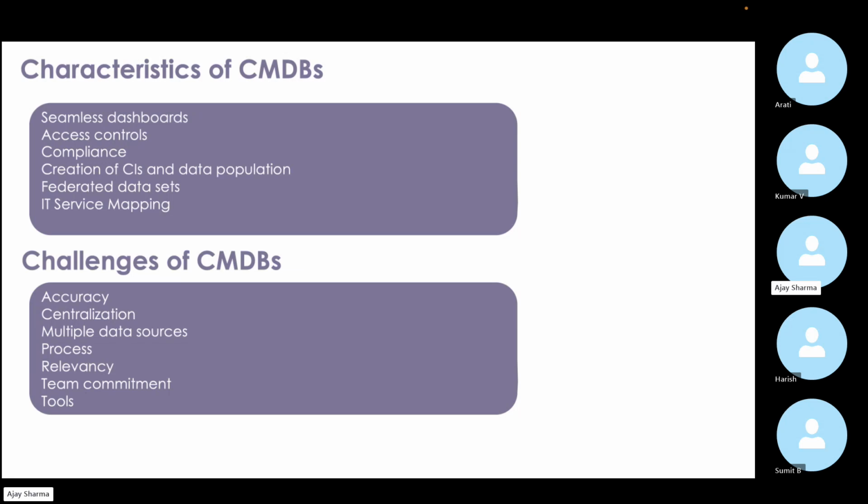Then service mapping: how will my CMDB and CIs help create the service maps, right? And how to give the correct visualizations. If my CMDB is not correct, or my discovery is not running on time, we cannot use it for service mapping, right? So that is also required.